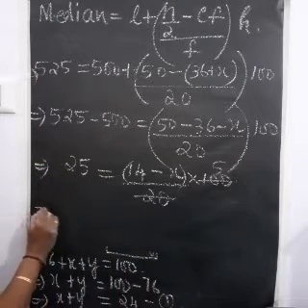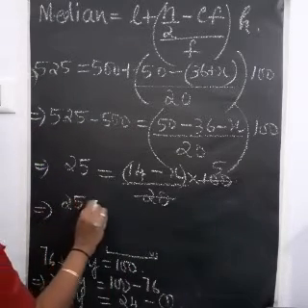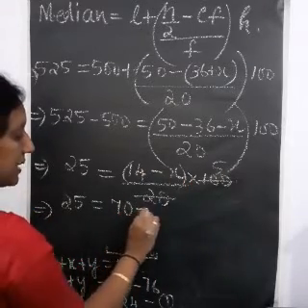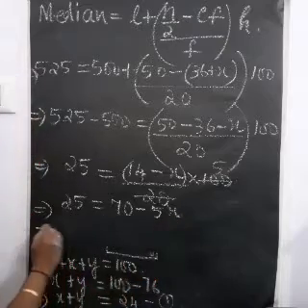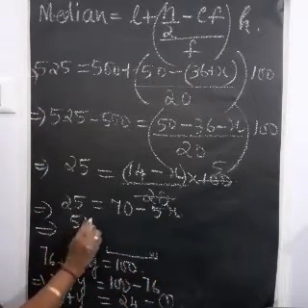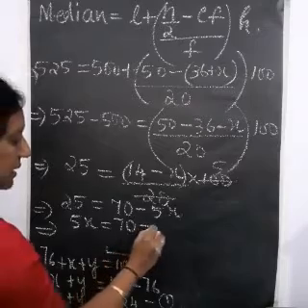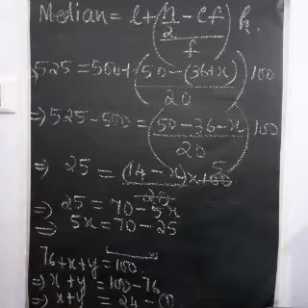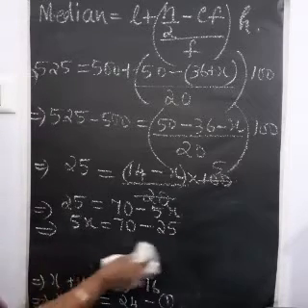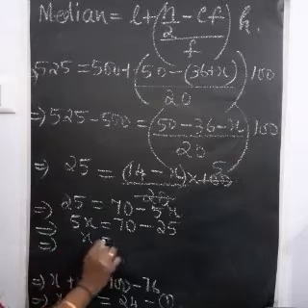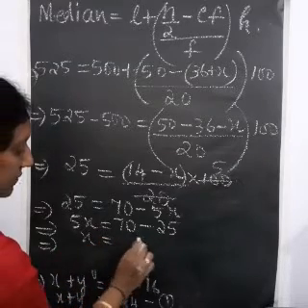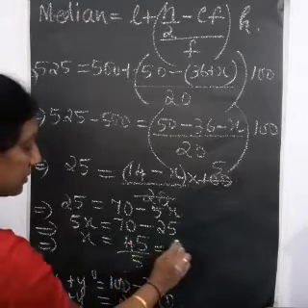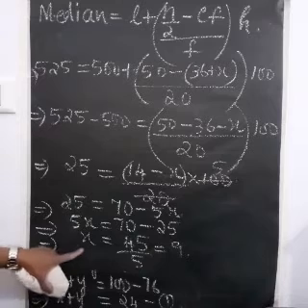So what will we get? That implies 25 is equal to 14 into 5, which is 70, minus 5x. So if I take 5x to this side, I get 5x is equal to 70 minus 25, transposing 25 to this side. So what will you get here? x is equal to 45 divided by 5, so that will be 9. So we have got x as 9.